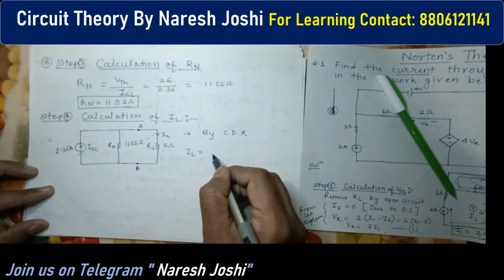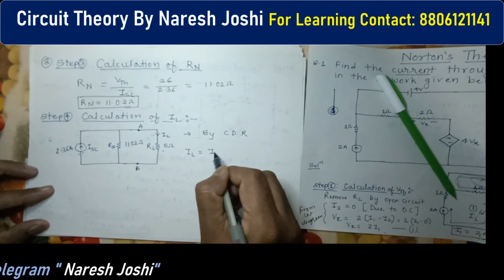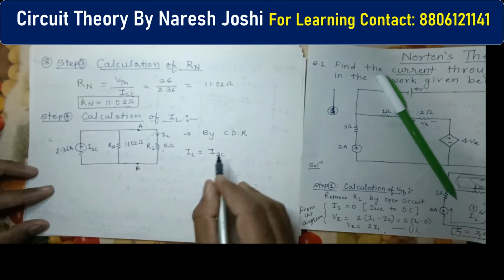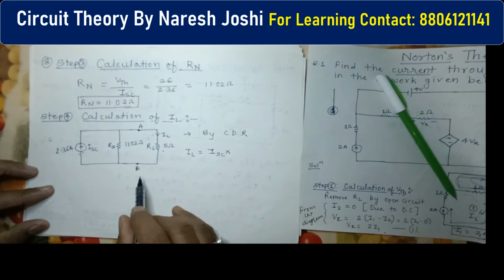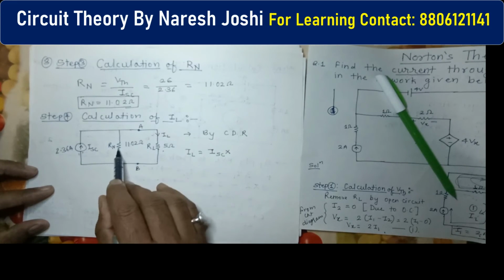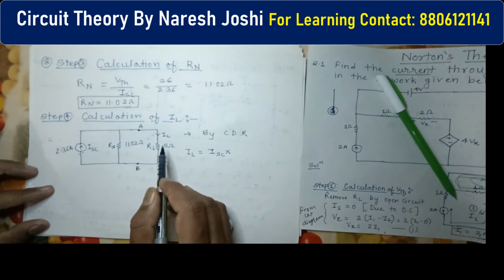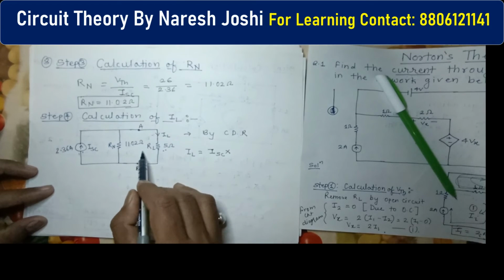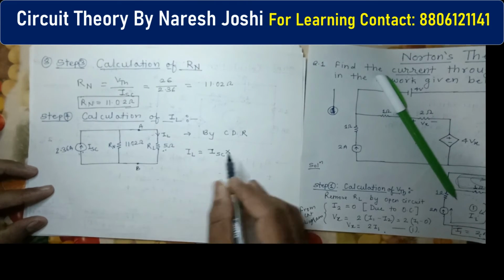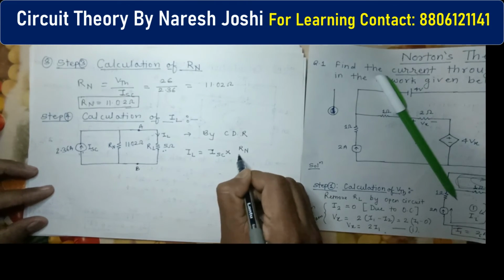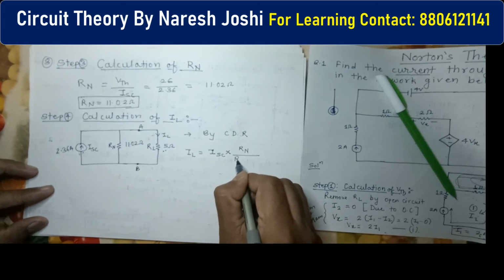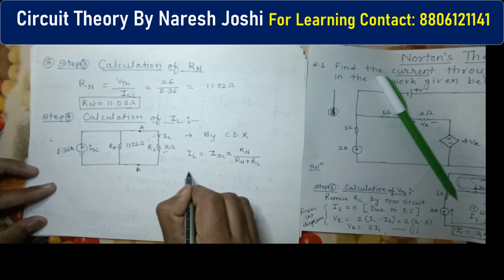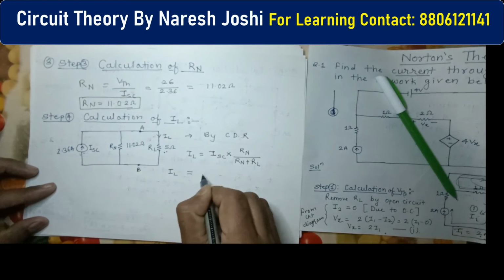So IL equals the total current, which is ISC here, multiplied by the opposite resistance. We are finding the current through the 5 ohm, so the opposite resistance of this branch is Rn. So we write: multiply with the opposite resistance upon the sum of both resistances, Rn plus RL.